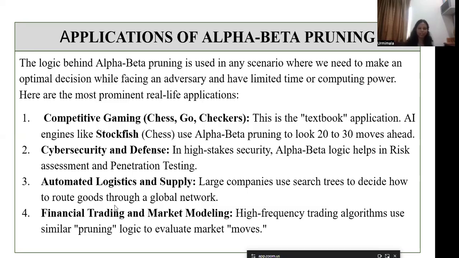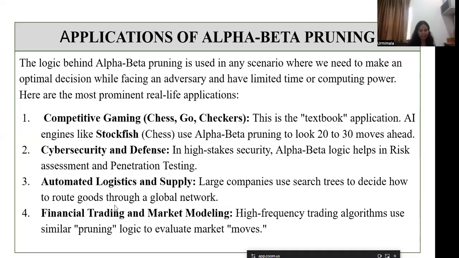First one is competitive gaming like chess, Go, Checkers. This is the textbook application. AI engines like Stockfish use alpha beta pruning to look 20 to 30 moves ahead.